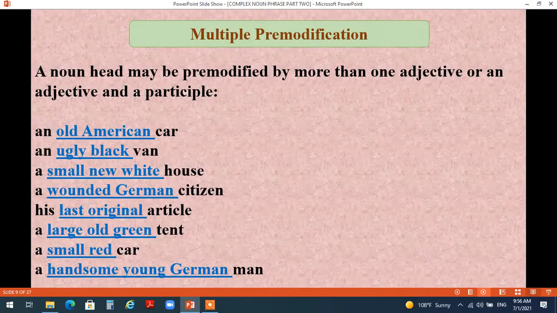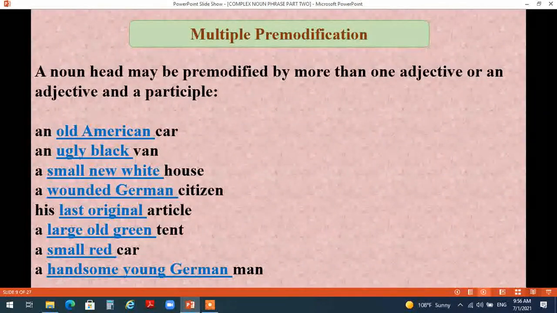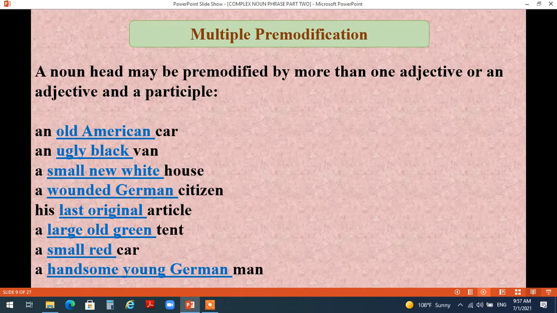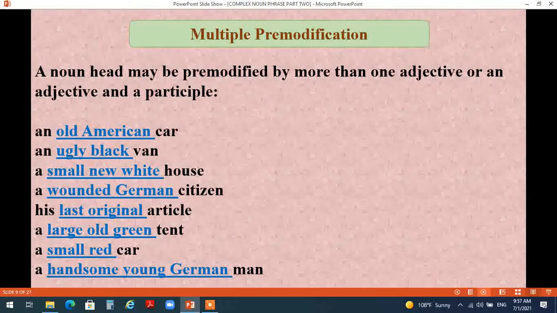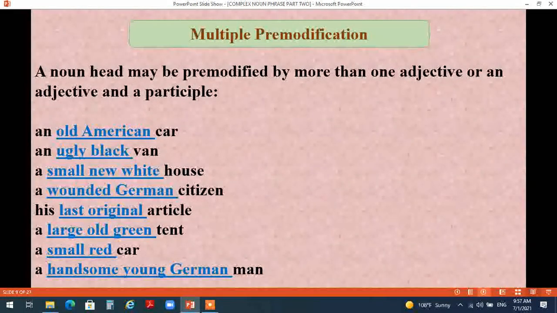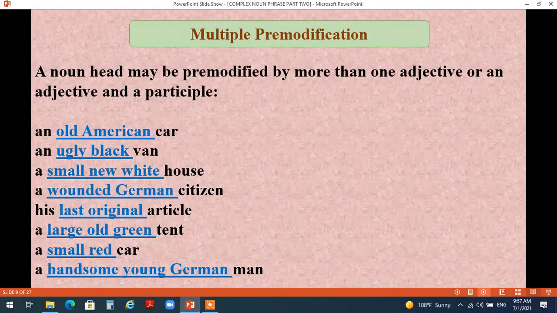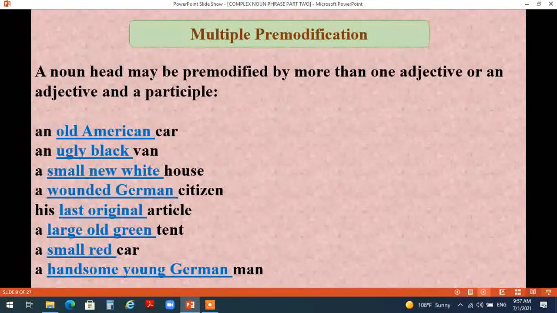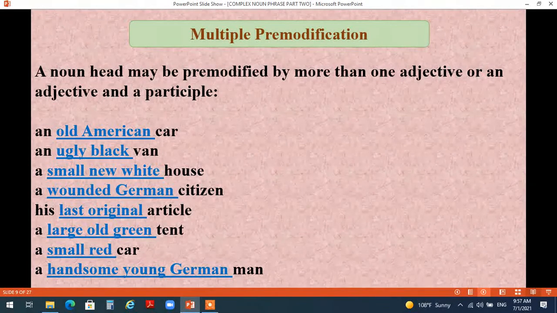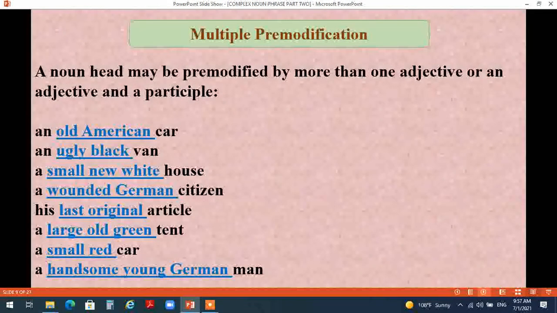Here I have the word car, the head noun, which has been pre-modified by two adjectives, old plus American. An ugly black van. Also the word van is the head word which has been pre-modified by two adjectives, ugly plus black. In the third example, a small new white house. The word house is the head word which has been pre-modified by using three different adjectives. We have small plus new plus white. So in this case we will say that we have multiple pre-modification.